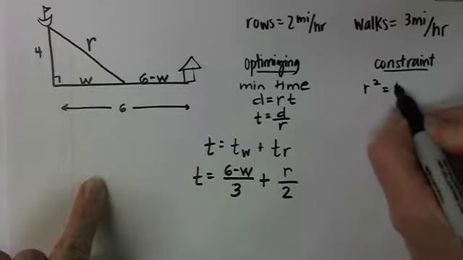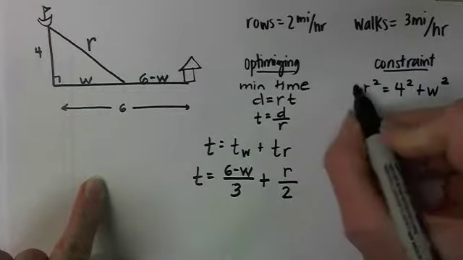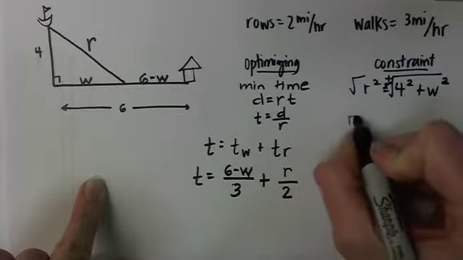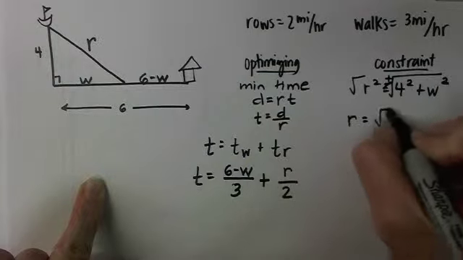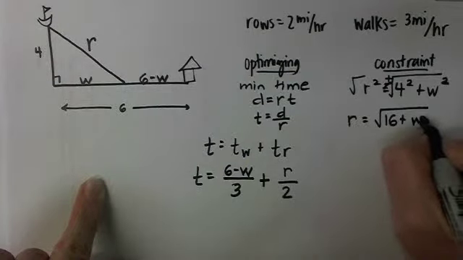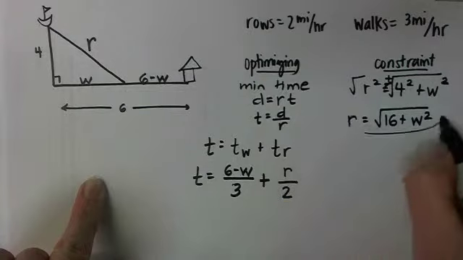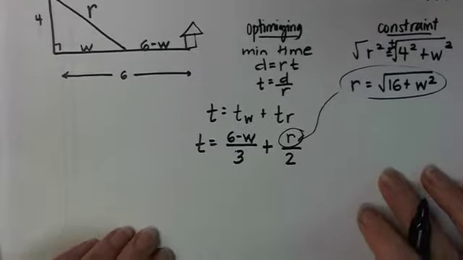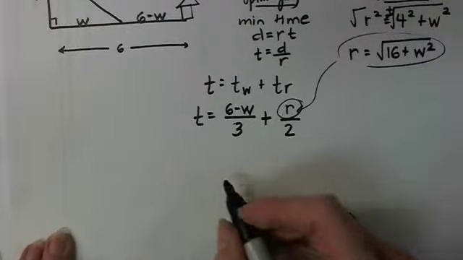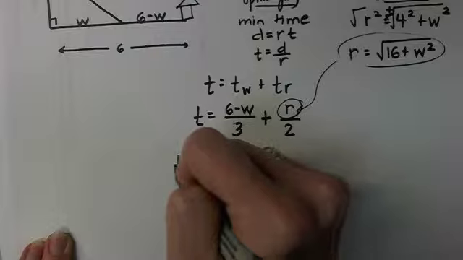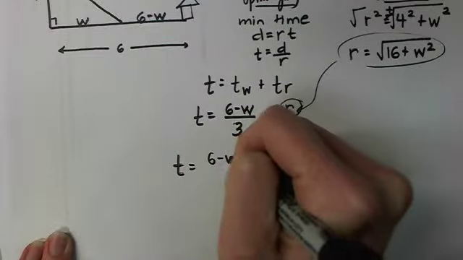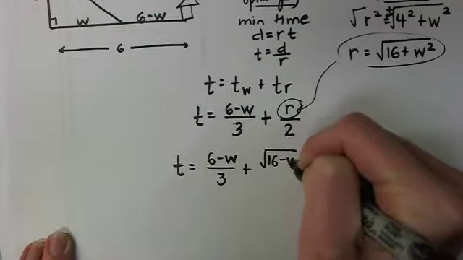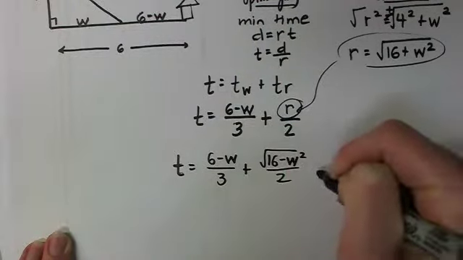The constraint, most of you got, it's the Pythagorean theorem that's set up within the problem. R squared equals 4 squared plus W squared. And then to solve for R, we take the square root of both sides. The negative root doesn't make sense. So we get that R is equal to the square root of 16 plus W squared. And then we're going to substitute that into the R in our time. Okay, so the function then that we're finding the minimum of is time equals 6 minus W over 3 plus the square root of 16 plus W squared over 2.